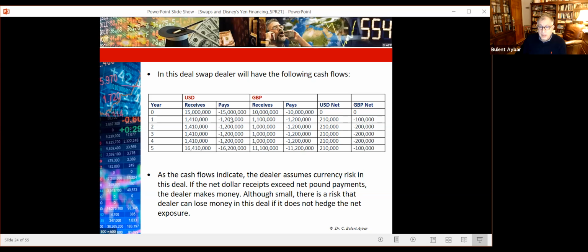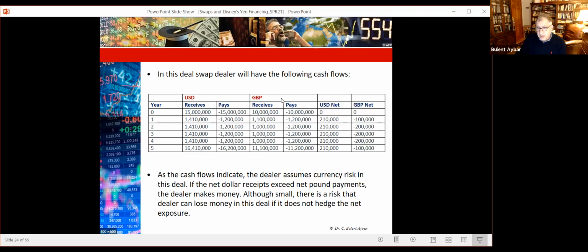$1.2 million payment to company B, which is 8% interest on 15 million. So in the deal in the US dollar segment, the swap dealer had a net of 210,000 US dollars as a result of its payments and receipts from both parties.